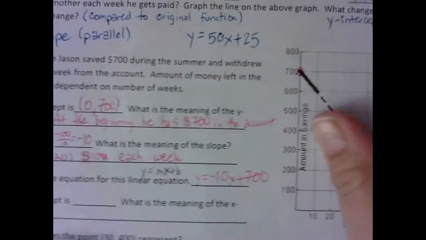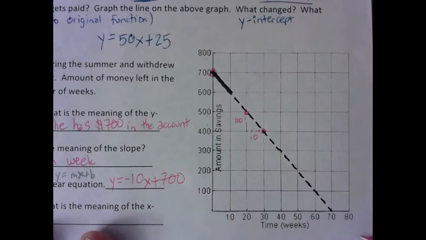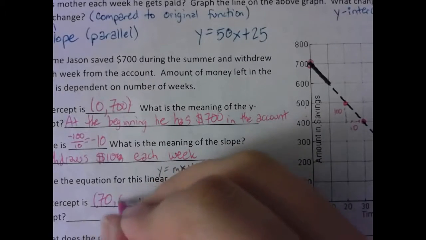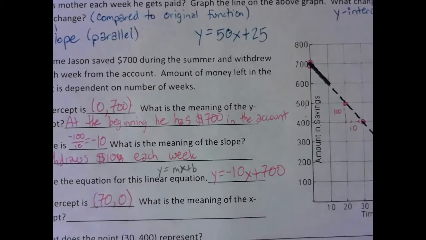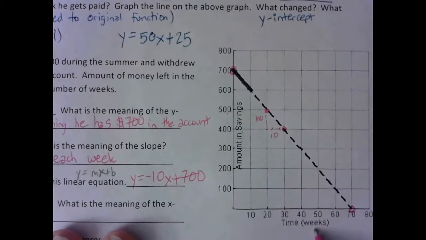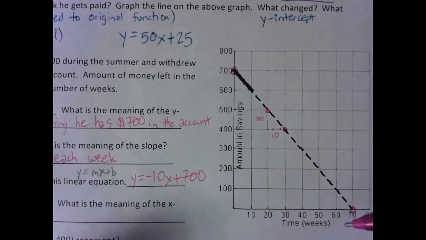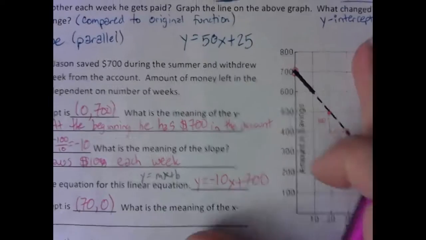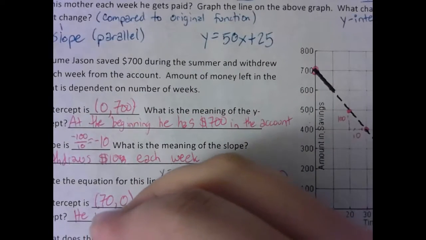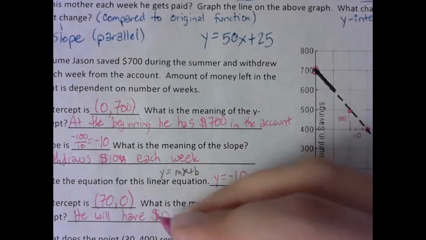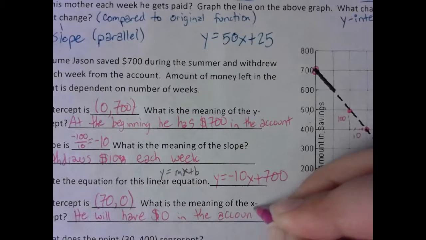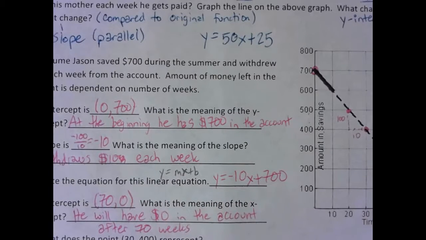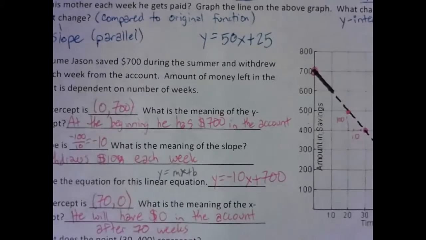Okay, x-intercept. That's where the graph crosses the x-axis. So we have to look at our x-axis. It crosses right here at 70, 0. Well, what in the world does that mean? We've got time of 70 weeks, and our amount is $0. So that means at week 70, he'll have $0 in his account. He'll have no money. So after 70 weeks, no money left in the account.